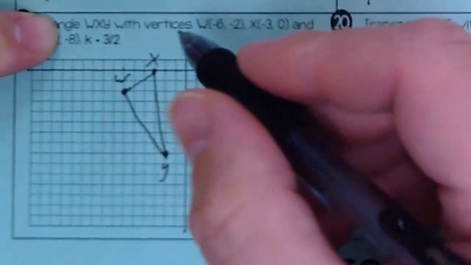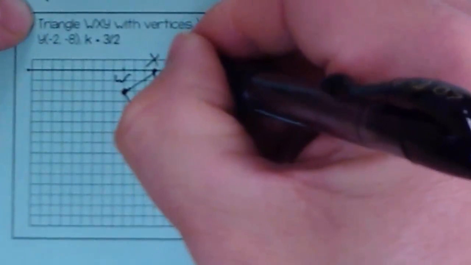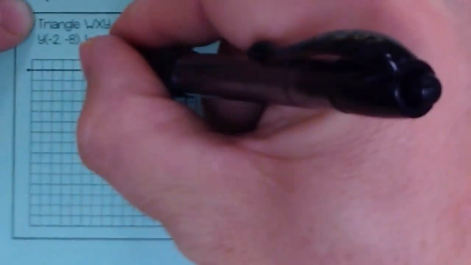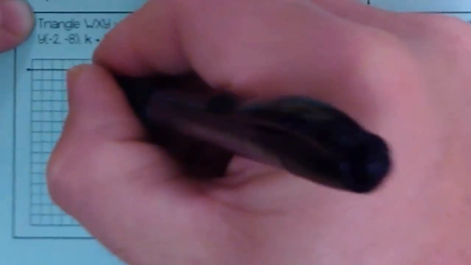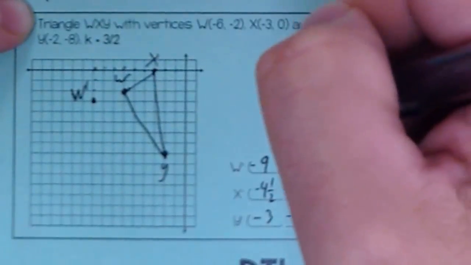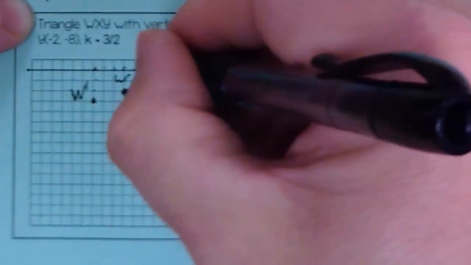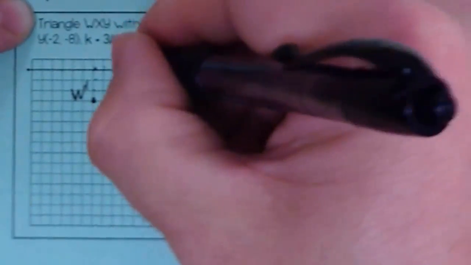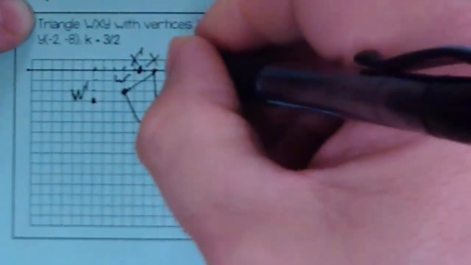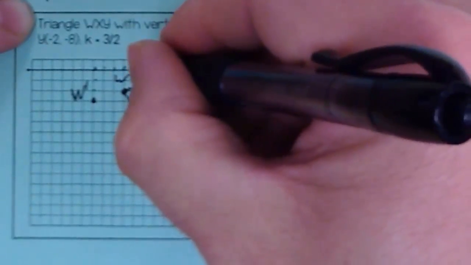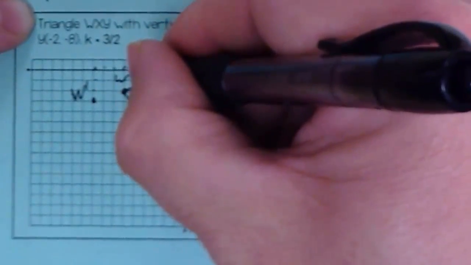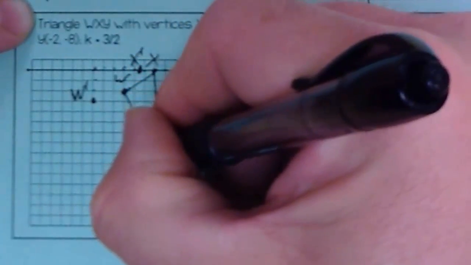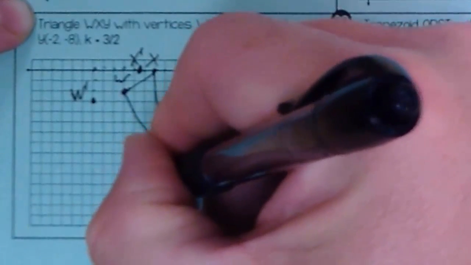There's my new coordinates. So 1, 2, 3, 4, 5, 6, 7, 8, 9. Down 3, that's my new W. Negative 4.5, and it does not move up or down, so that's my new X. And negative 3, negative 12. This is going to be my new Y.